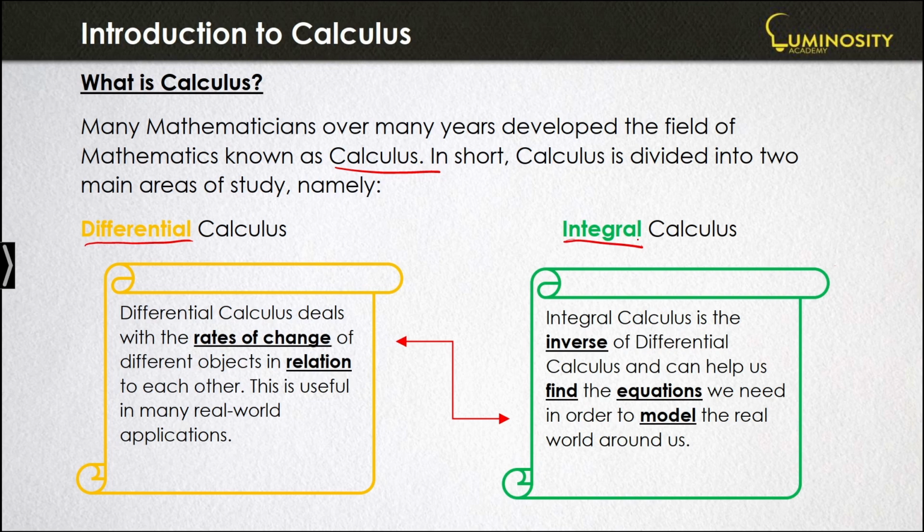So differential calculus deals with the rates of change of different objects in relation to each other. This is useful in many real-world applications. We tend to model a lot of real-world applications with functions, and functions will change over time. As time goes on, your function might change rapidly. It might increase, decrease, increase again, like for example the stock market going up and down. We want to know what is the behavior of these changes over time and how fast do they grow? How fast do they decrease?